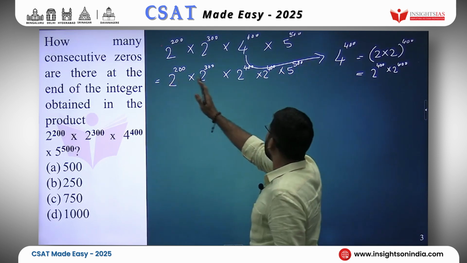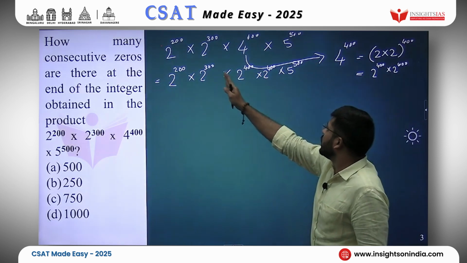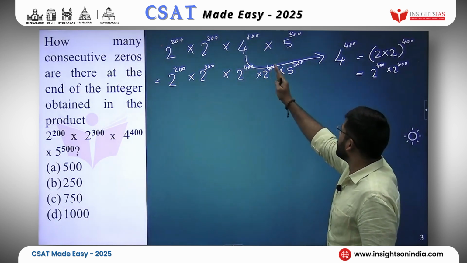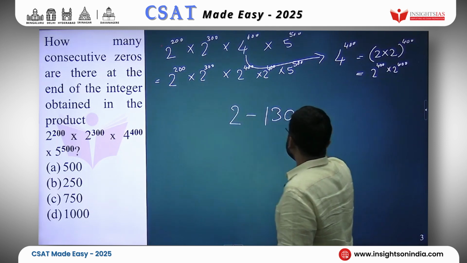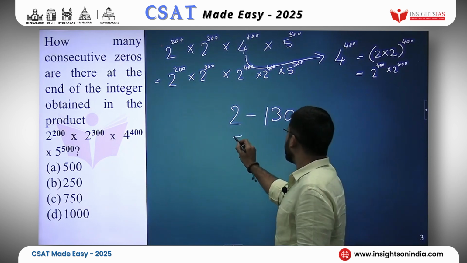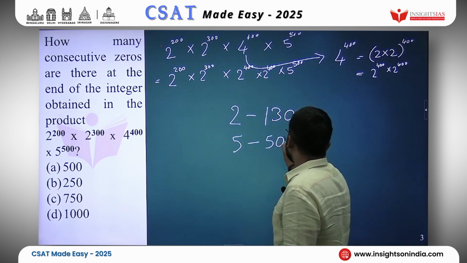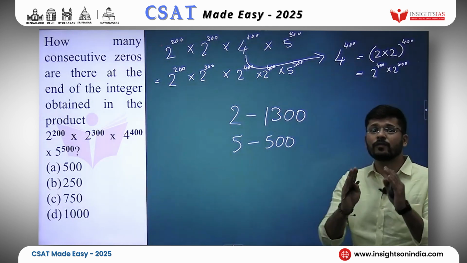How many 2's do we have? 200 plus 300, 500, 500 plus 400, 900, 900 plus 400, we have 1300 2's. How many 5's do we have? We have 500 5's. So how many pairs do we get? We get only 500 pairs.